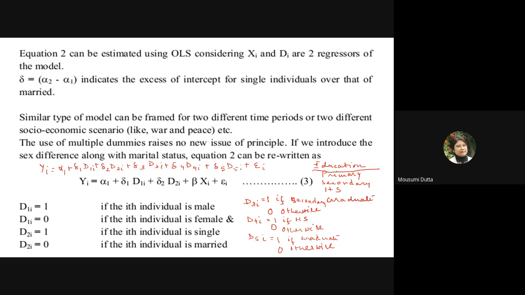Similarly, if I set D4I equal to 1, in that case, D3I and D5I will be equal to 0. If I consider D5I equal to 1, in that case, I have to consider D3I and D4I to be equal to 0. Okay. So for different education levels, if I set D3I, D4I, D5I all equal to 0, we get the equation for individuals having primary level of education.